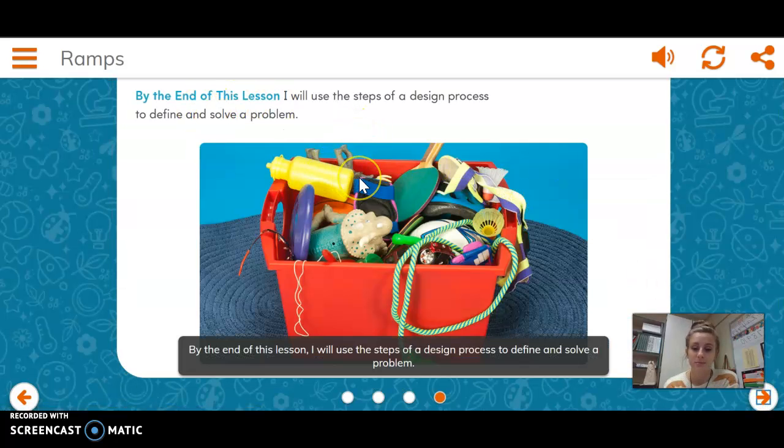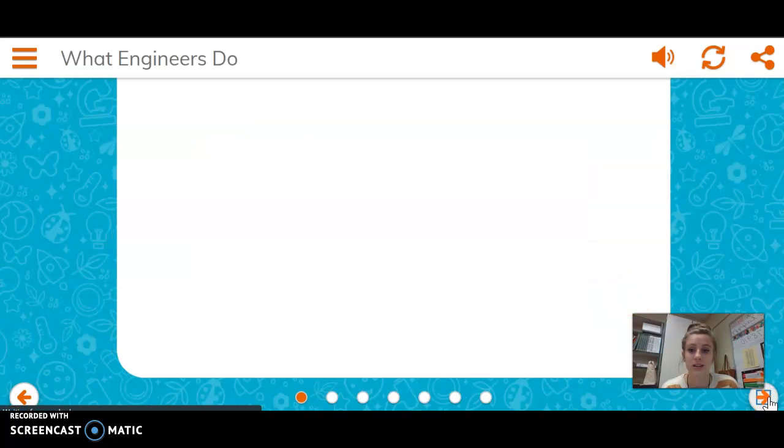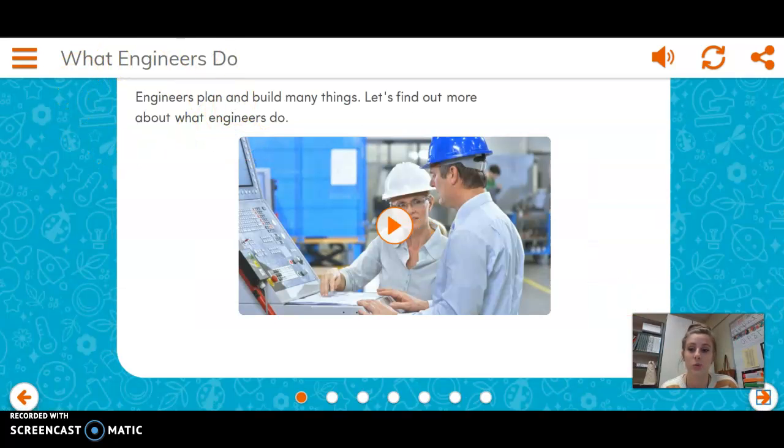By the end of this lesson, I will use the steps of a design process to define and solve a problem. So this is our I can statement. So by the end of our lesson, we should be able to use the steps of the design process to define and solve problems. And our next one is what engineers do.